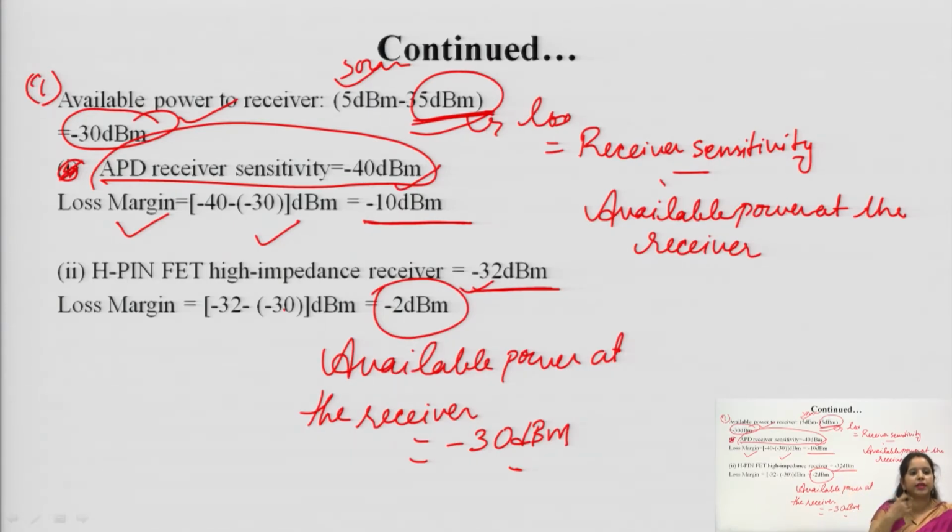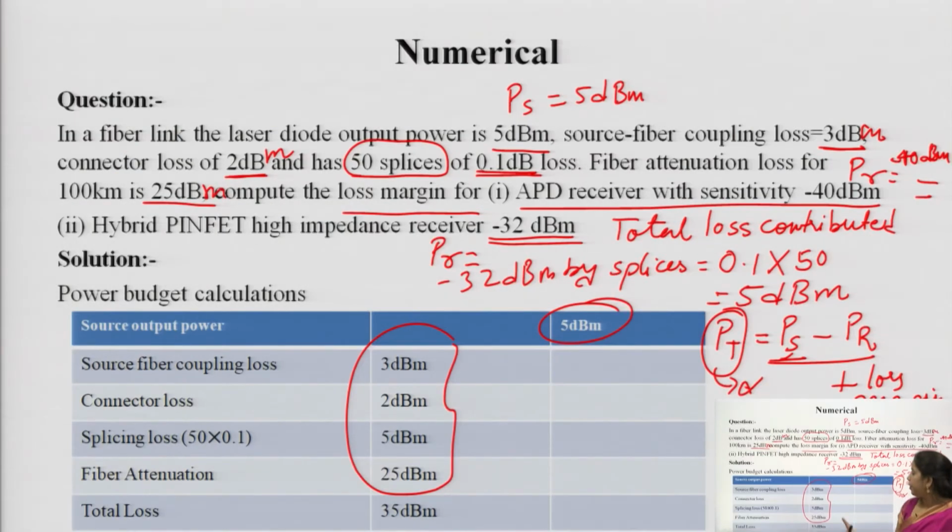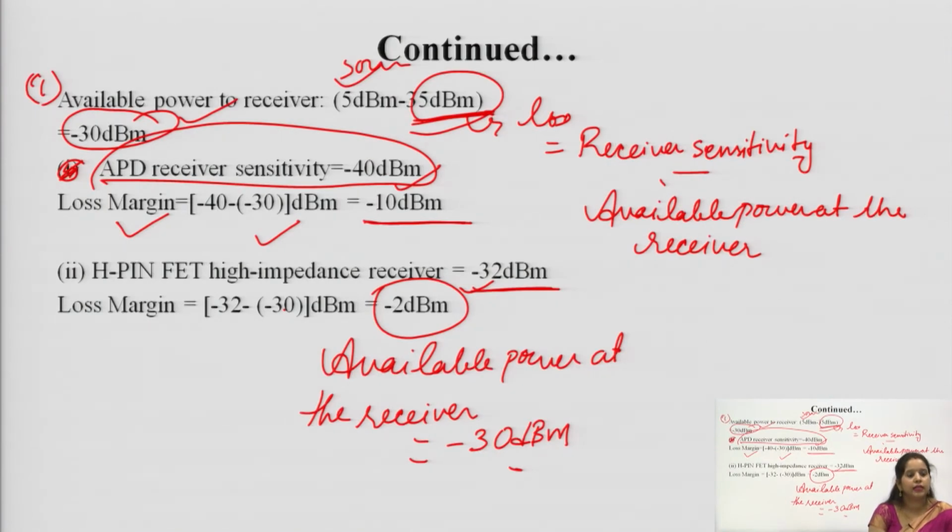same. If the number of connectors increases, here we have taken into consideration only one connector, that is why it is 2 dBm. But if in any question it is asked to have 3 connectors, then you just multiply, same as the splicing loss. In that case we have to multiply this 2 dBm with 3 for getting the total connector loss. So, while solving any type of numerical in the case of a link budget, first read the question properly, what has been given and what has been asked.